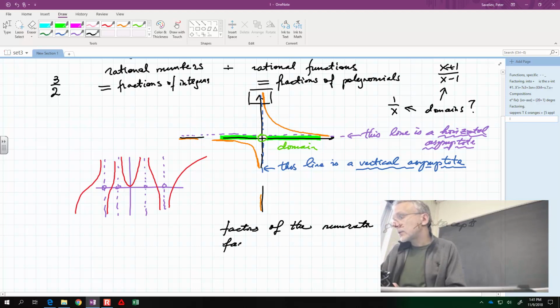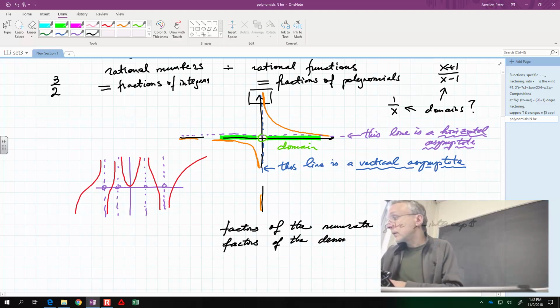And factors of the denominator, what do they give us? Look at the picture. The denominator is what we divide by. So if what we divide by turns into 0, we end up dividing by 0, right? So what does it tell you? Look at that example over here.